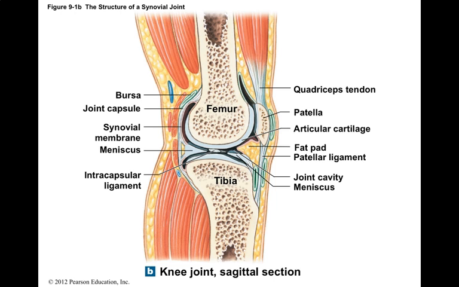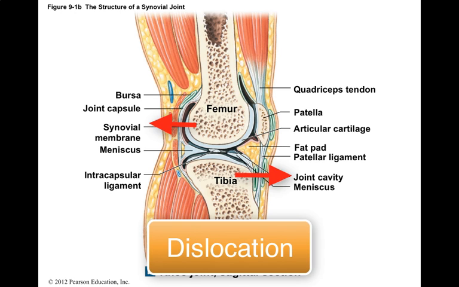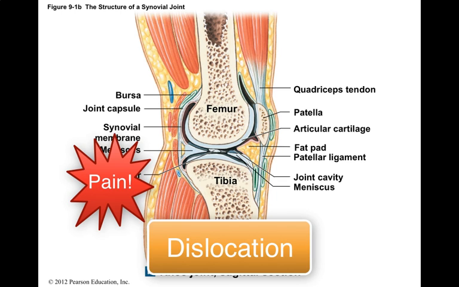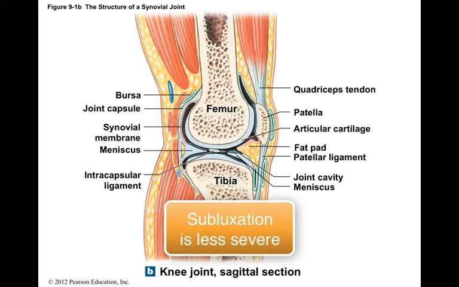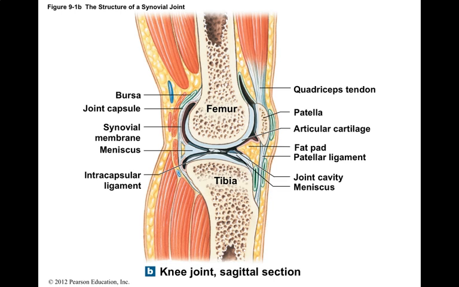associated with it. When reinforcing structures can't protect a joint from extreme stresses, a dislocation may occur. In a dislocation, the articulating surfaces are forced out of position. This displacement can damage the articular cartilages, tear ligaments, or distort the joint capsule. A dislocation is extremely painful because of the sensitive pain receptors associated with the capsule, ligaments, and tendons. A subluxation is a partial dislocation and is less severe. People who are double jointed have joints that are weakly stabilized, and they are more likely to suffer partial or complete dislocations.